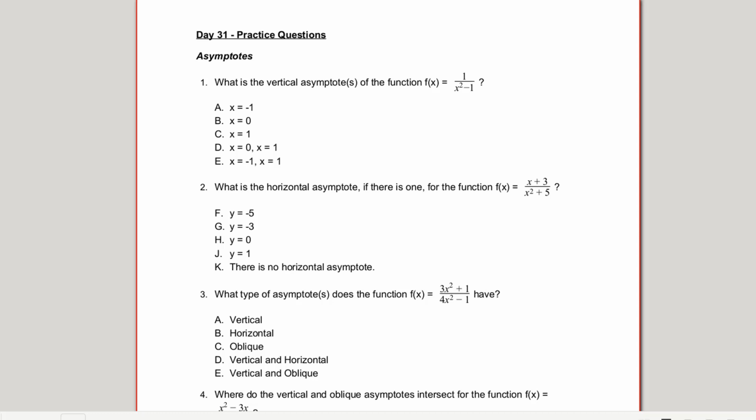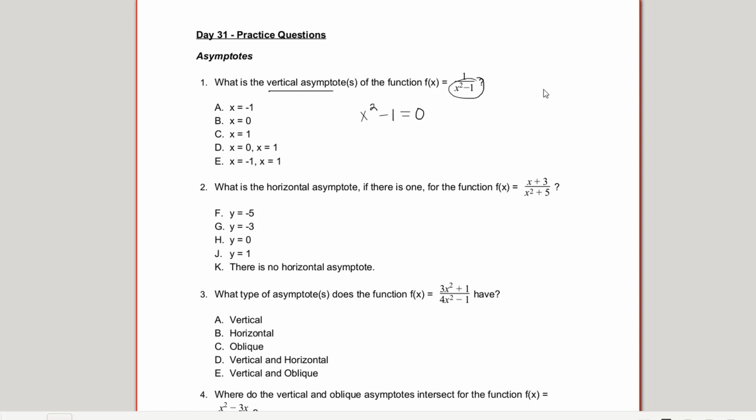In this video, we're going to work through the practice questions for asymptotes. The first question asks, what is the vertical asymptote of the function f of x equals 1 over x squared minus 1? When we're looking for vertical asymptotes, we want to think about the denominator. The vertical asymptote occurs when the denominator is set equal to 0. This is where we can't have 0 in the denominator.